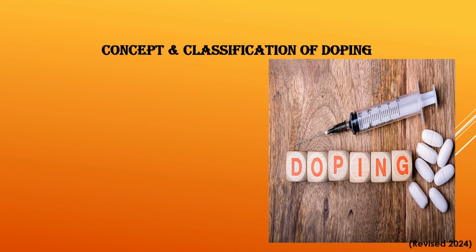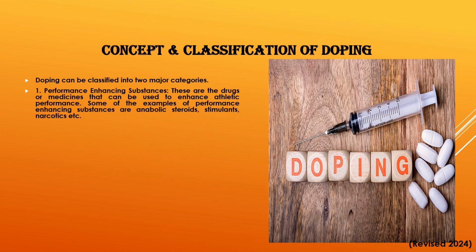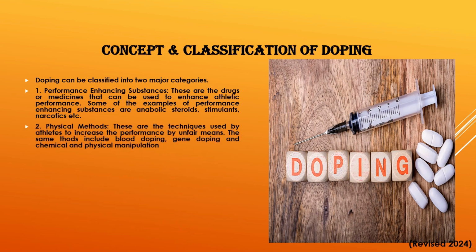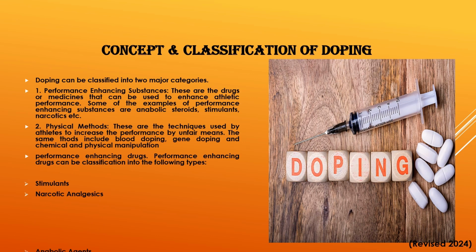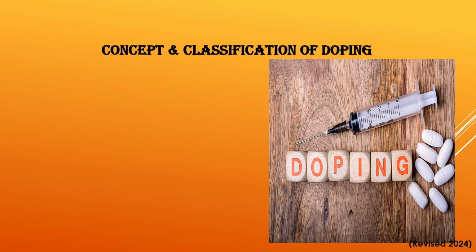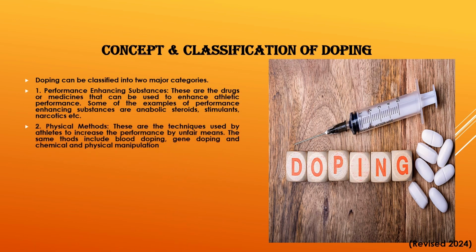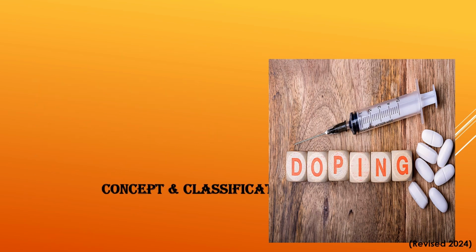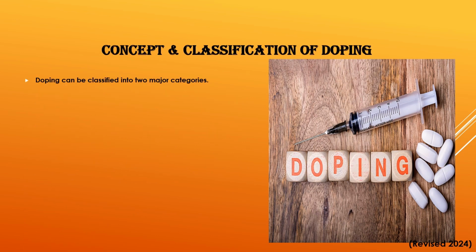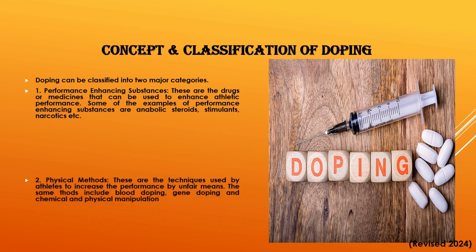Concept and classification of doping. Doping can be classified into two major categories. 1. Performance-enhancing substances. These are the drugs or medicines that can be used to enhance athletic performance. Some examples of performance-enhancing substances are anabolic steroids, stimulants, narcotics, etc. 2. Physical methods. These are the techniques used by athletes to increase performance by unfair means. They include blood doping, gene doping, and chemical and physical manipulation.